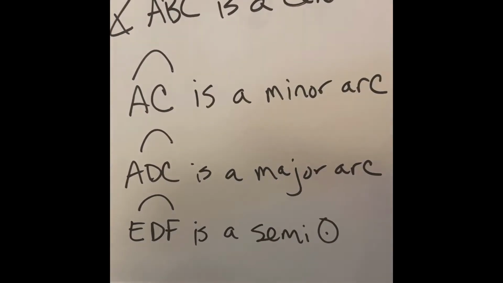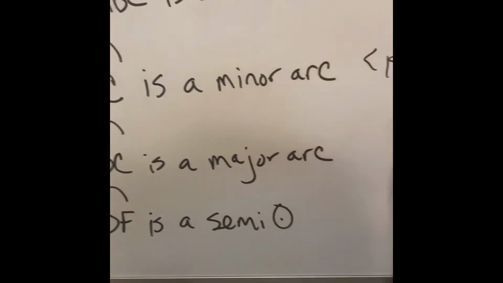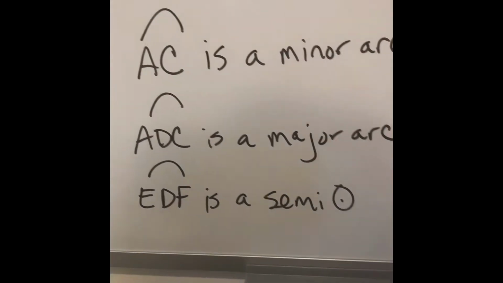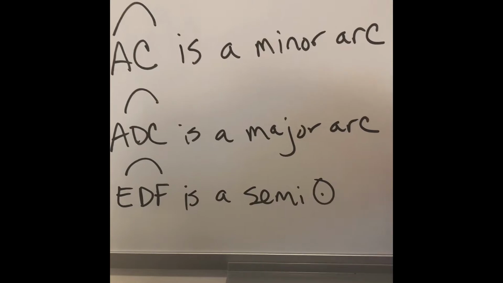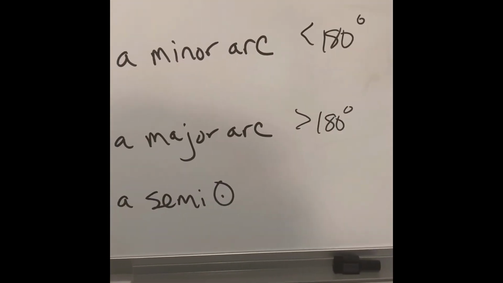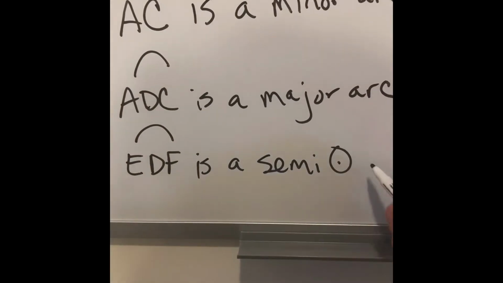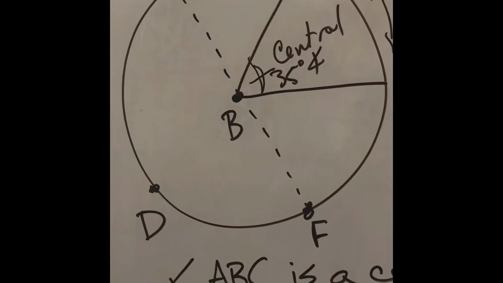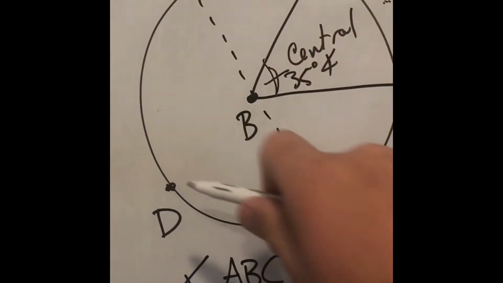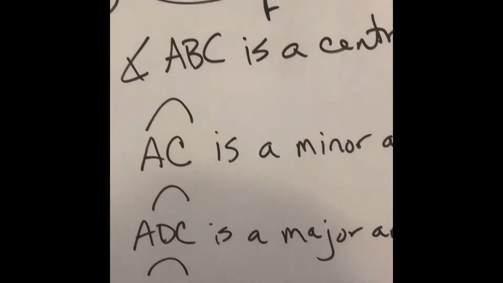Minor arcs are going to be less than 180. Major arcs are going to be greater than 180. Semicircles, they're going to equal 180. So notice how EF is a diameter. So from E through D to F, that's a semicircle.